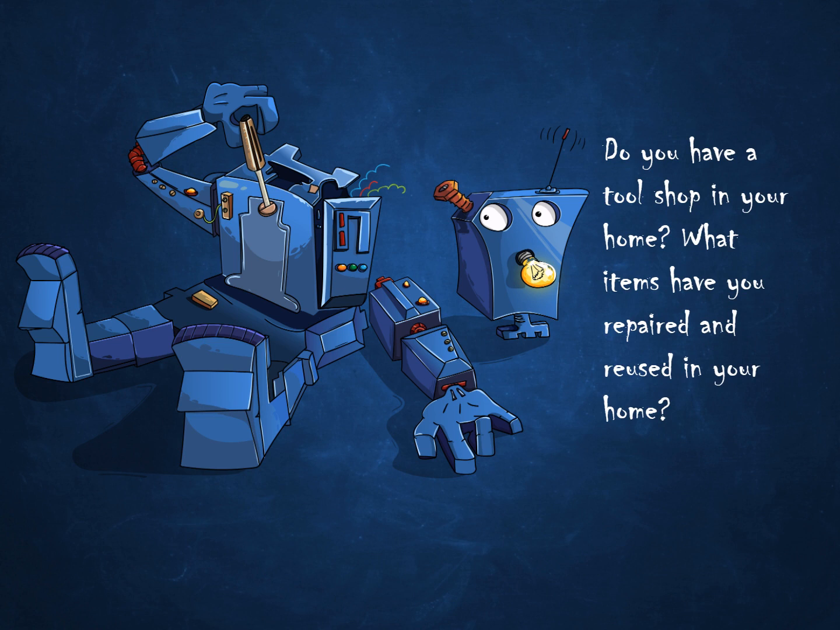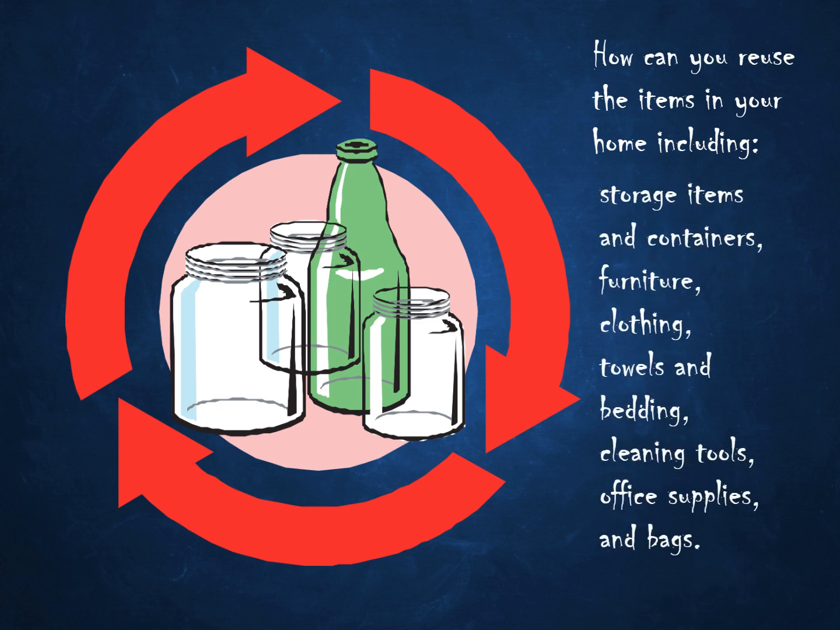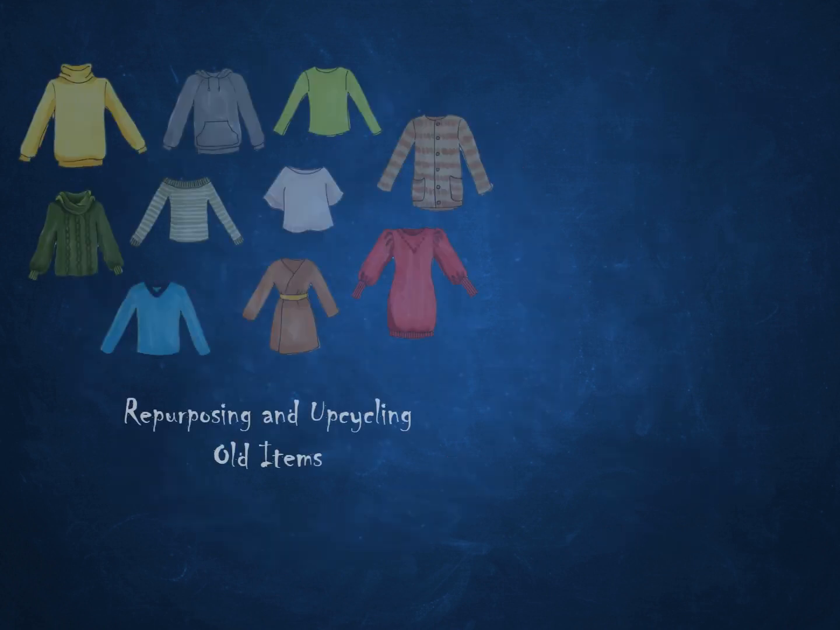Do you have a tool shop in your home? What items have you repaired and reused in your home? Take an inventory across the various rooms in your home. How can you reuse the items in your home, including storage items and containers, furniture, clothing, towels and bedding, cleaning tools, office supplies, and bags? Share your strategies for reusing household items with friends and family members. It's always fun when you compare and create together.